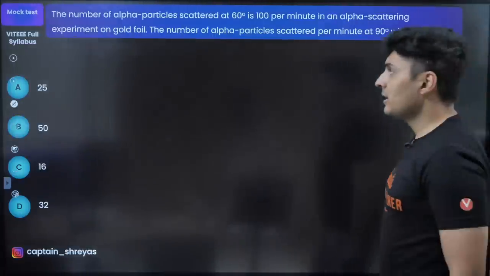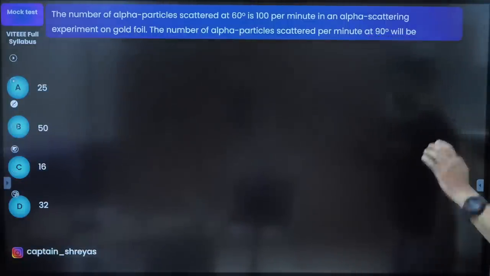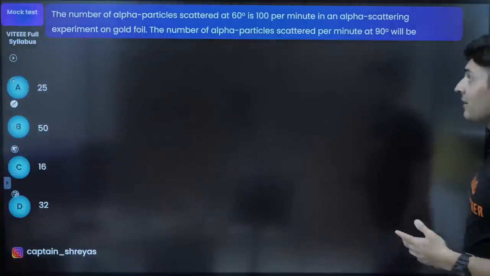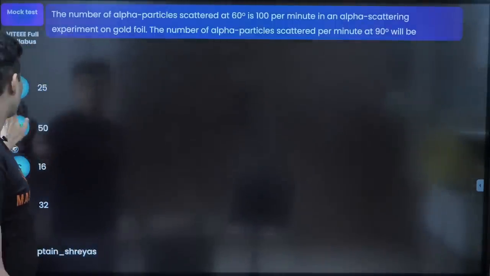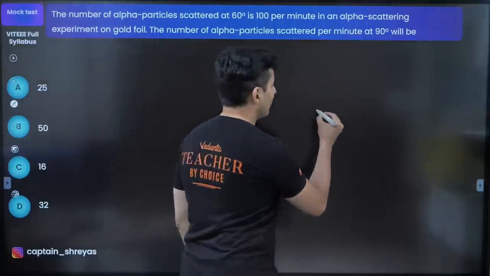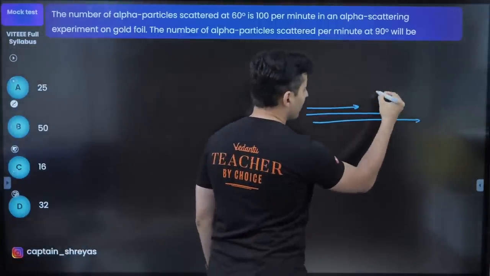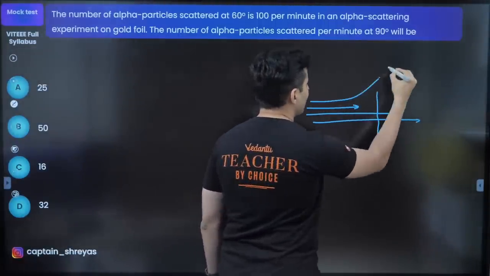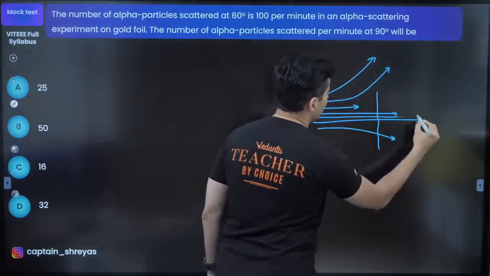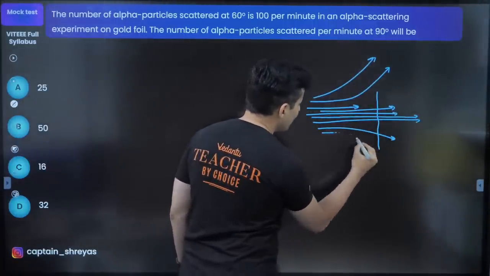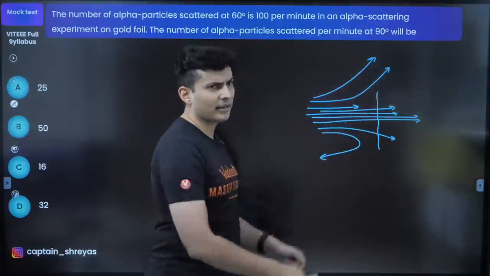Coming up on your screen, the number of alpha particles scattered at 60 is 100. The number of alpha particles scattered at 90 degrees will be how much? In a gold foil experiment, Rutherford, when he conducted the gold foil experiment, he saw that most of the particles just go undeviated via a gold foil. Very few particles get deviated slightly. Most of them will just go through the gold foil. A very few particles deviate by 180 degrees, and some particles deviate by small angles.